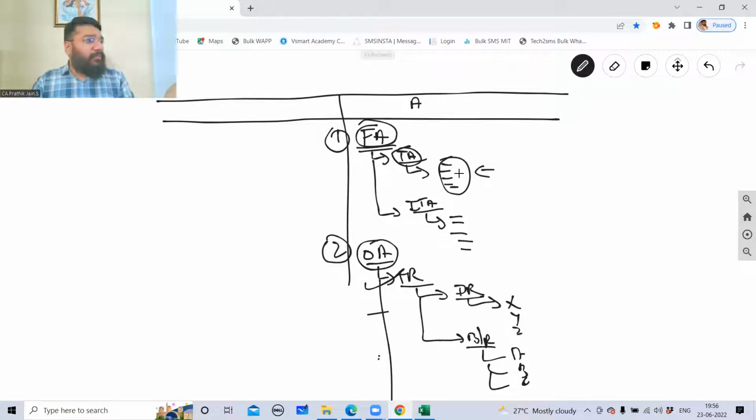It is permanent in nature. When I buy land, building, furniture, my intention is to keep them for a very long time. So that is called a fixed asset. If I can touch it, it is tangible. If I cannot touch it, it is intangible. Are you able to follow?